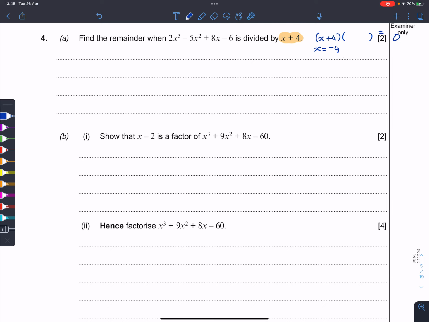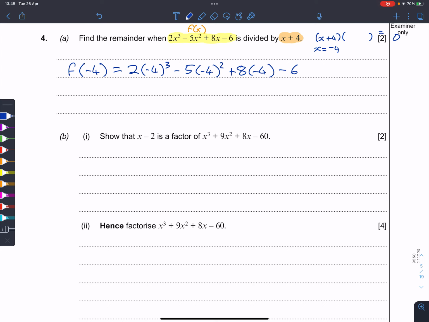So I am going to try. Let's call this expression here f of x. And I'm going to try substituting in negative 4. So f of negative 4. That will give me 2 lots of negative 4 cubed minus 5 lots of negative 4 squared plus 8 lots of negative 4 minus 6. We can do that all on the calculator.